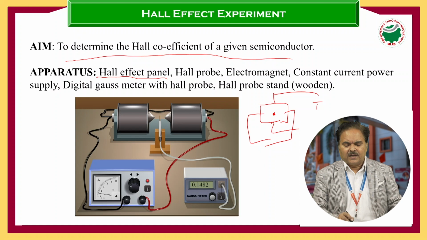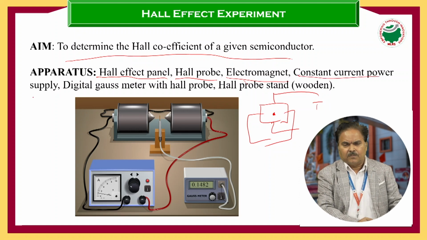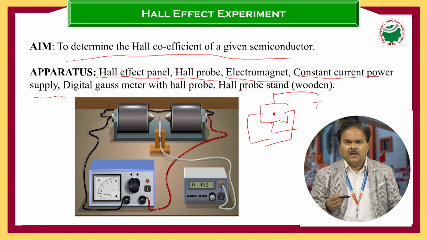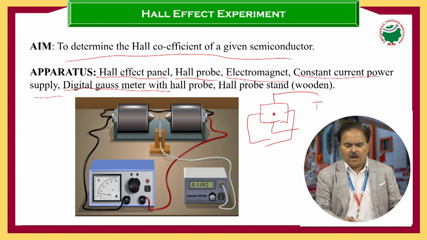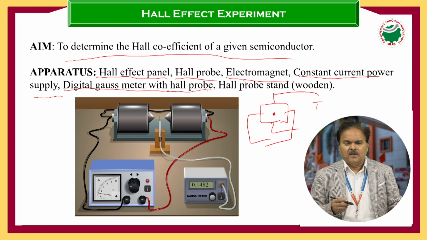It requires a Hall effect panel, that is the sample holder, a Hall probe, electromagnets to send the magnetic field, and a constant current power supply. That means we have to send some current, and it should be constant. Then there is a digital gauss meter to measure how much magnetic field there is at the sample place, so it requires a Hall probe. This Hall probe works on the Hall effect phenomenon.